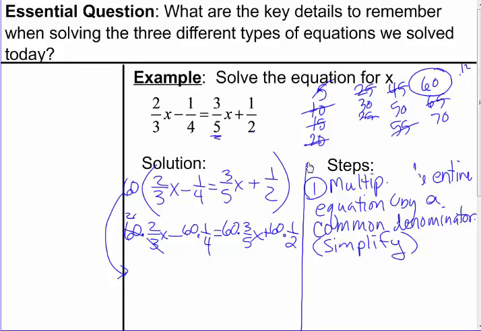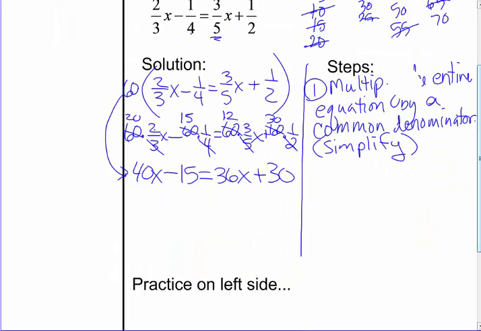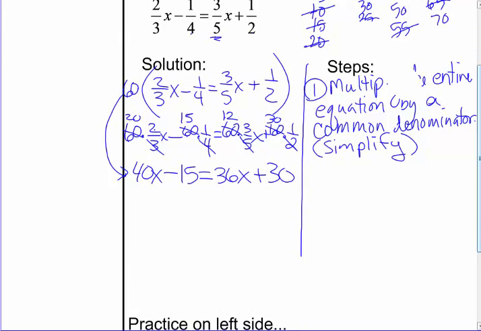So you could go straight from this step to the simplified step. 3 goes into 60 20 times, so that's 40x minus 4 goes into 60 15 times. Okay. So that's 15 equals 5 goes into 60 12 times. So 12 times 3, 36x. 2 goes into 60 30 times, so plus 30. And now we use our solving procedures to isolate the variable, get x by itself.